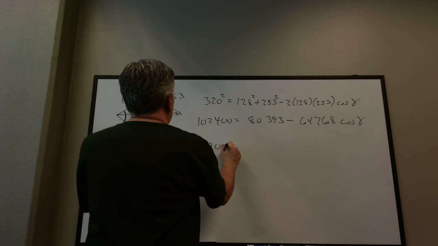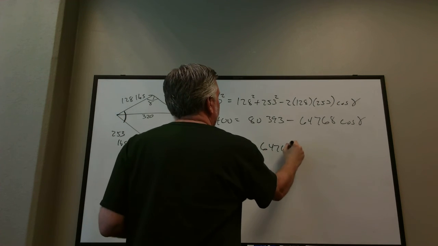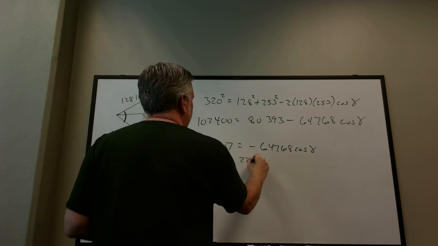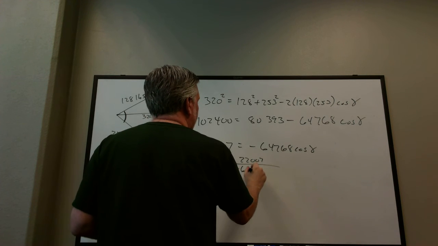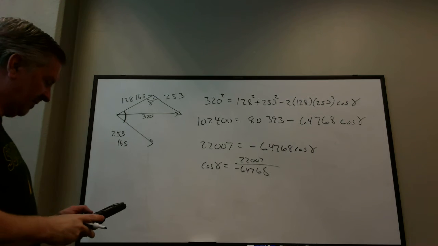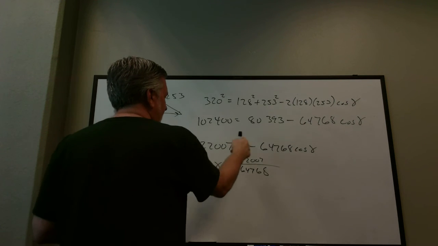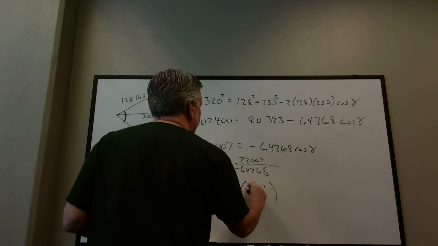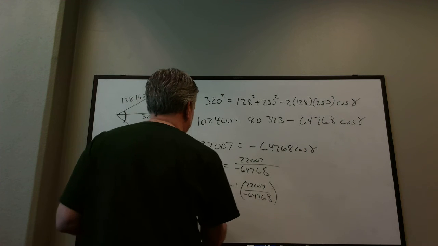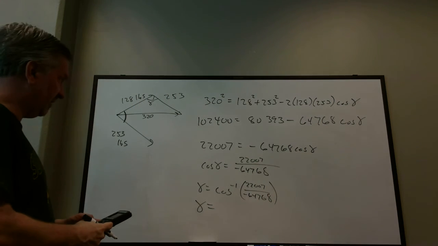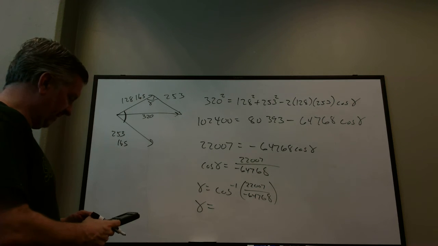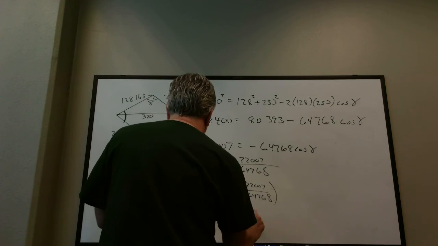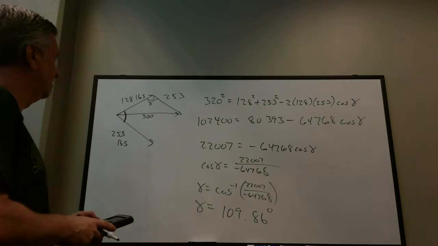So that's 22,007 equals negative 64,768 cosine gamma. So cosine gamma is that over that, 22,007 over negative 64,768. So there's the cosine of gamma. How do you get gamma? Cosine of gamma is a number, so gamma is cosine inverse of the number. So if I take cosine inverse of 22,007 divided by negative 64,768, I get about 109.86 degrees if you round to two places.